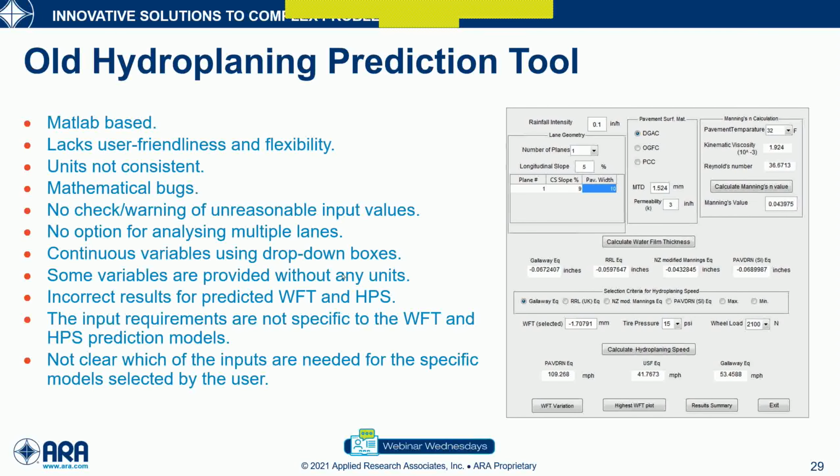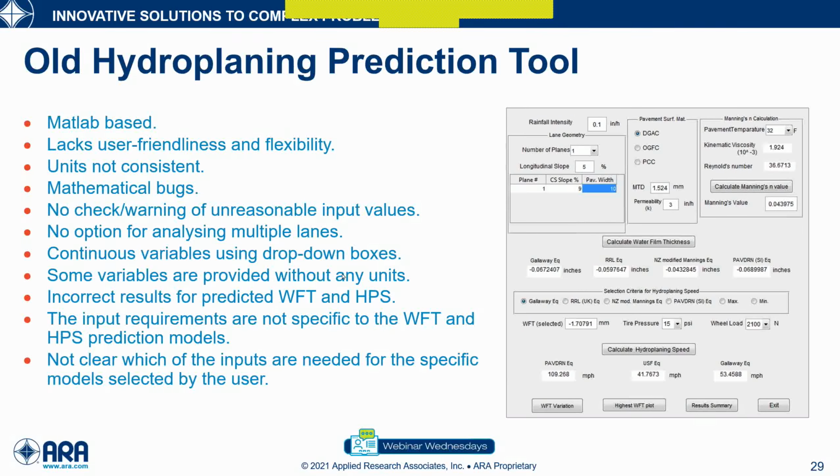And if you remember, the name of this presentation is FDOT's Enhanced Hydroplaning Prediction Tool. So it is enhanced because there used to be another tool. And here's a screenshot of that old hydroplaning prediction tool. It had several drawbacks, one of them being a MATLAB-based tool, and you know MATLAB requires expensive licensing, and not everyone is familiar with MATLAB, whereas the new tool is Excel-based, so Excel is free, and a lot of people know about Excel. This tool wasn't very user-friendly or flexible.